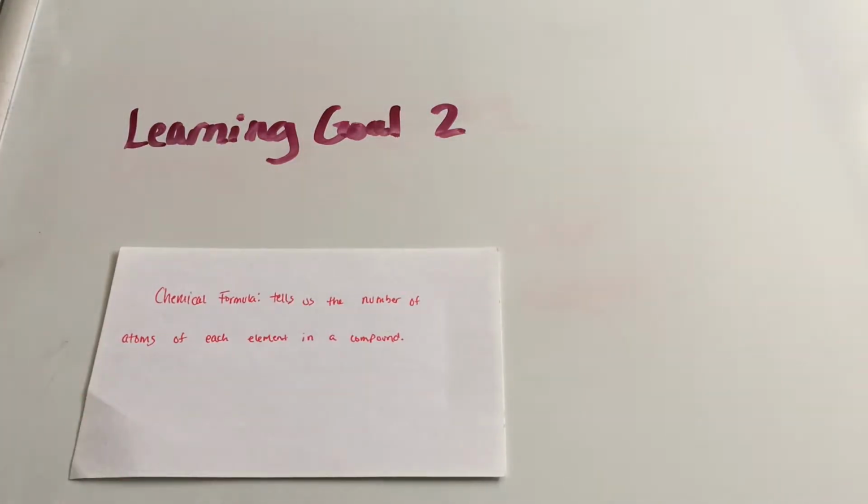So the next thing we're going to address is the second learning goal, which is how do you name and write chemical formulas and molecular names for molecules? And we're also going to define mono through deca. So in order to break down that question, we're going to ask, what is a chemical formula? And a chemical formula tells us the number of atoms of each element in a compound. So what does that even mean? Let's look at an example.